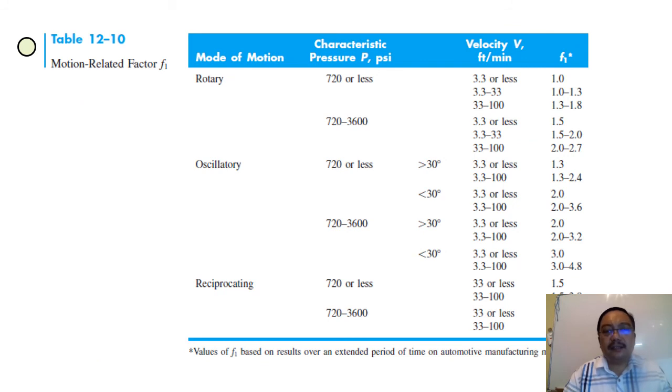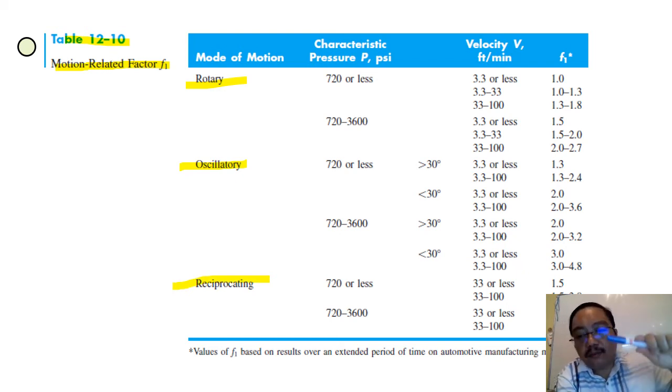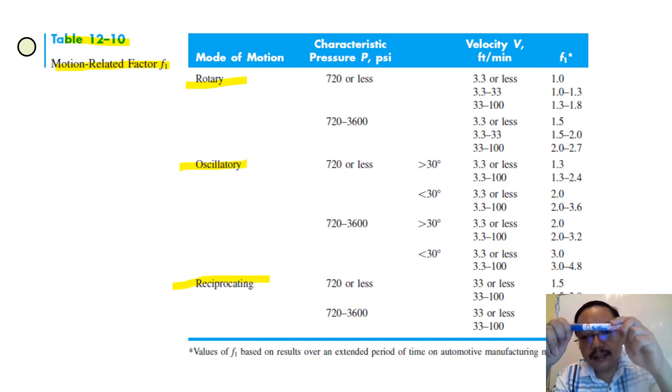This is the table of the motion related factor, whether it is rotary, oscillatory, or reciprocating. Rotary, you are moving like this, normal moving. Oscillatory, if you see the graph, it will become a sinus graph. You can Google sinus graph, what is a sinus graph. And reciprocating is going like that.